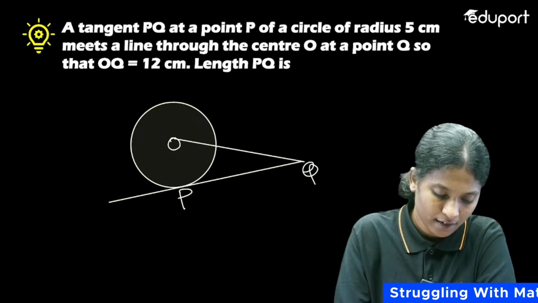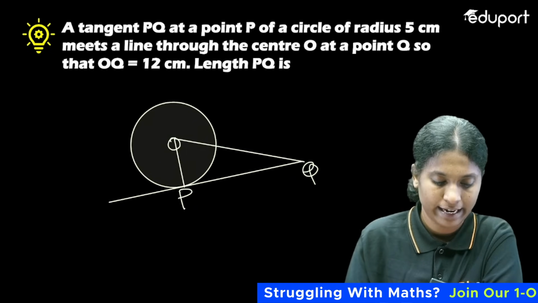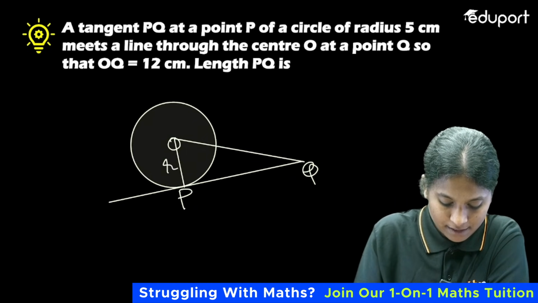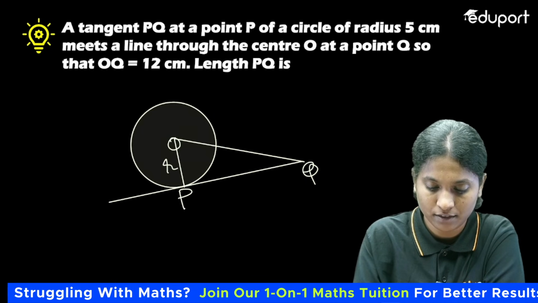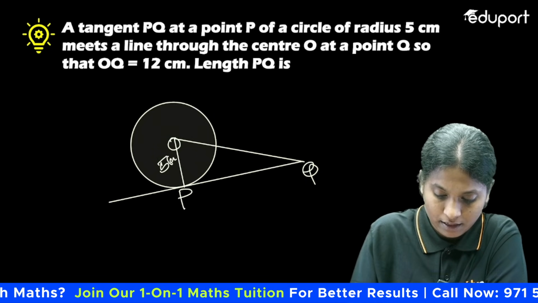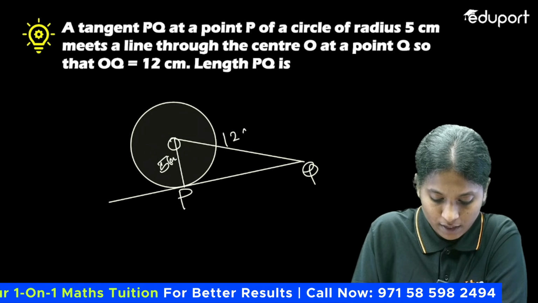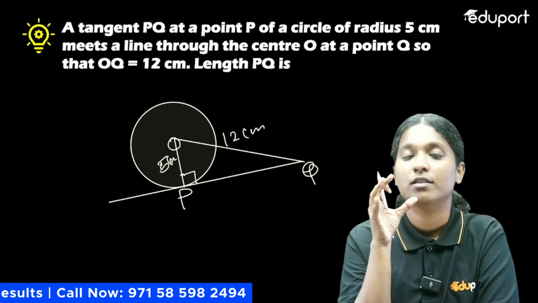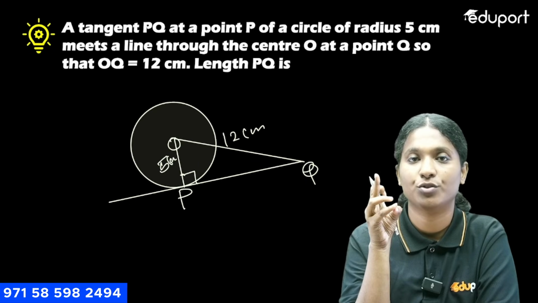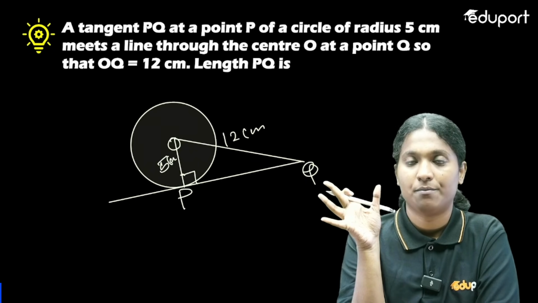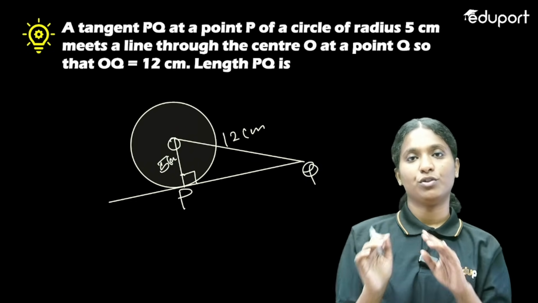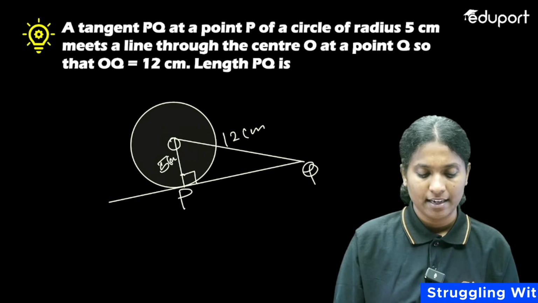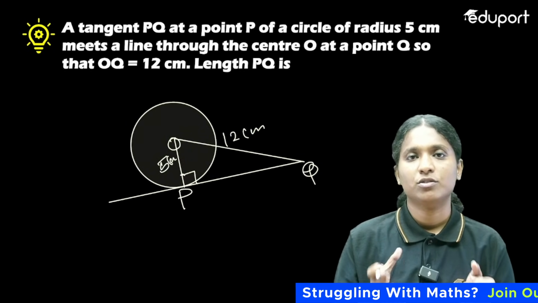We can connect this because it's a radius. So radius is given as 5 centimeter. Then OQ is also given as 12 centimeter. We know that this is 90 degree. How? Because tangent and radius are perpendicular at the point of contact. So now we can solve it easily, right?